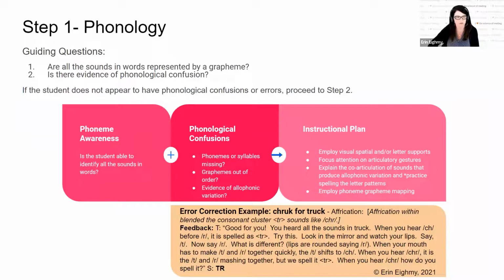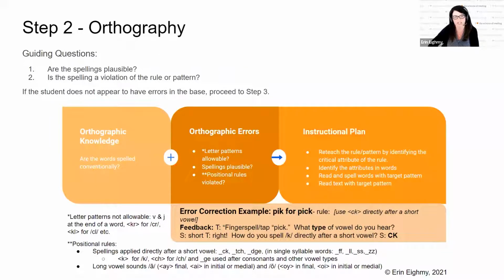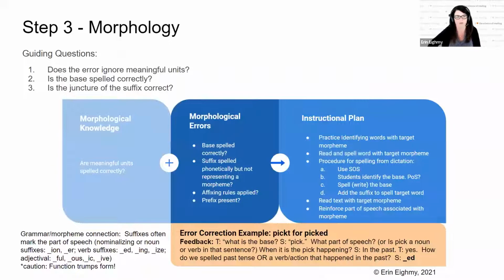So on phonemic awareness, what are the confusions and your plan, and then some scripts for each of those: phonology, orthography, and morphology. So words in your mouth that you can practice, and as you learn and practice about those errors, it will come more naturally and easily to you.